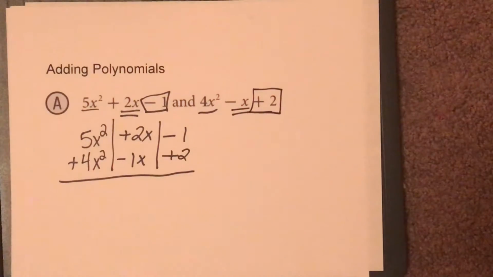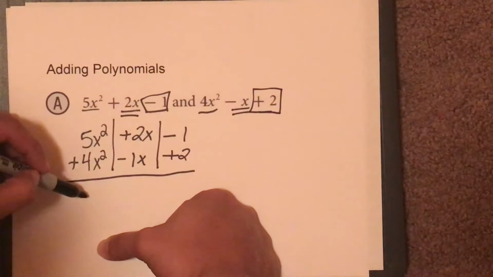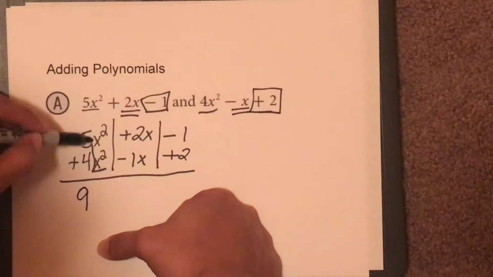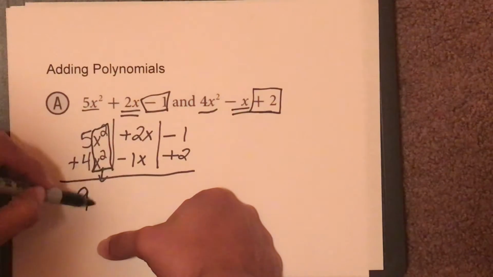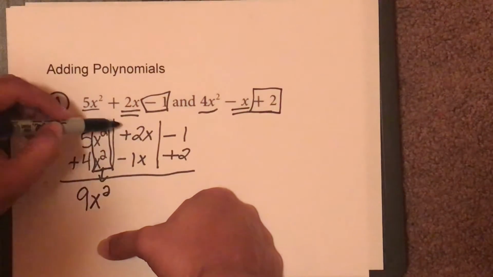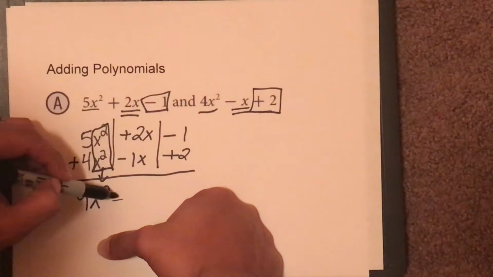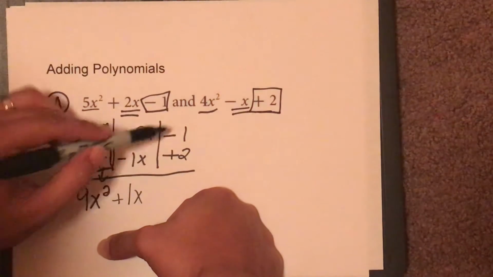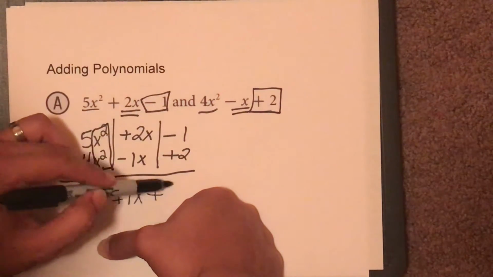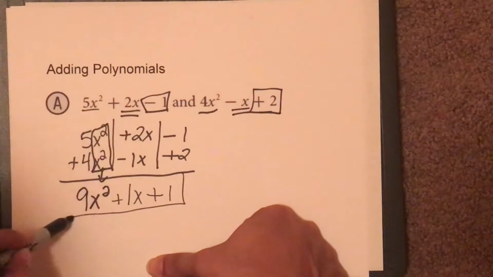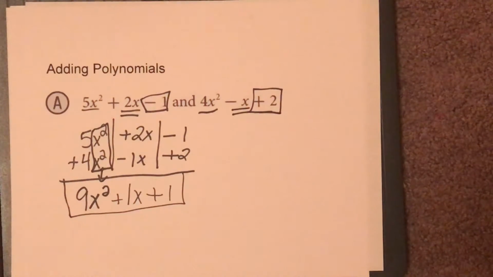Now we can look at the coefficients and perform the operation. So 5 plus 4, 9. The variable here does not change, so it comes down. Now we have to see which one's larger, and this is just 2 minus 1, so it's plus 1x. And again, 2 minus 1 is plus 1, and so there we have our final answer. Again, with like terms, you do not change the variable and the power, you just are looking at the coefficients.